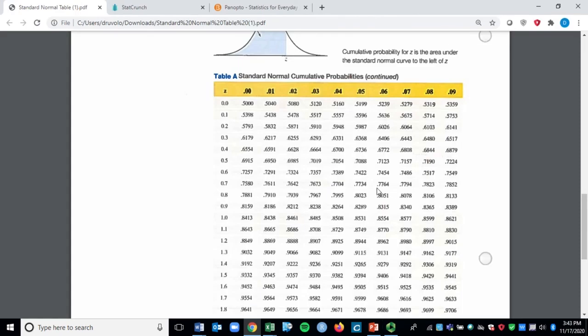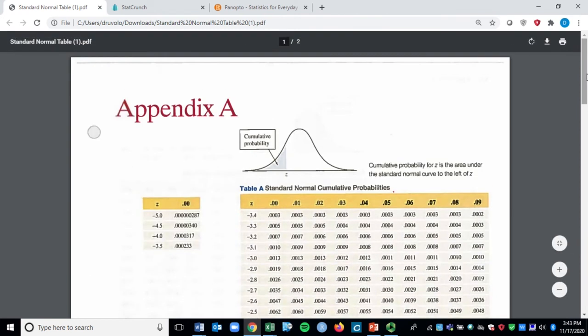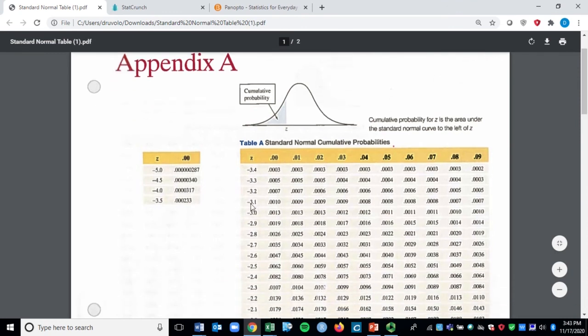First things first, this table is actually two pages. On the first page, notice the z's over here are negative, because you can have negative z-scores, and this takes you to the first decimal place. Up here, notice that this goes another decimal place. So if you had to look up a negative 3.01, you would just see where they come together and you see a number of 0.0013.